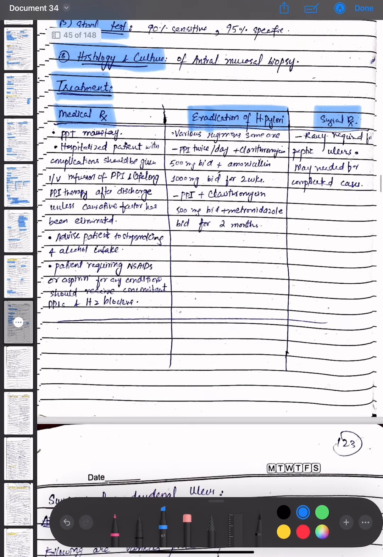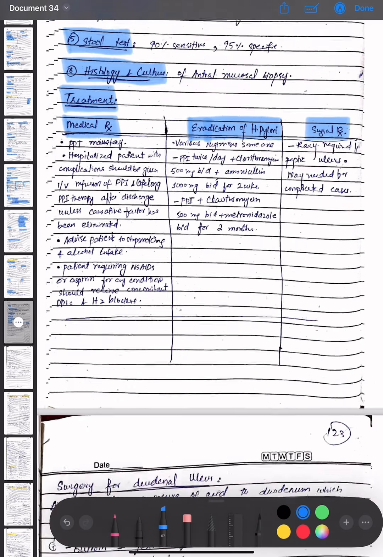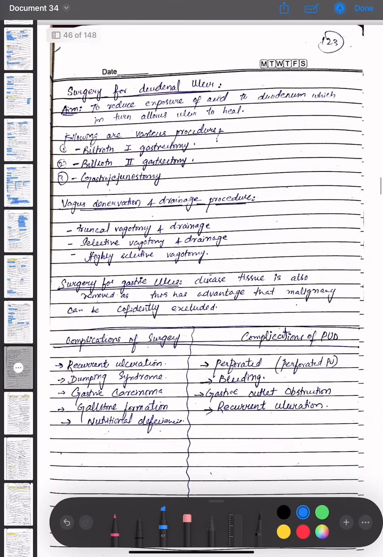Then the eradication of H. pylori, various regimens, some are PPI twice per day plus clarithromycin 500 mg plus amoxicillin 1000 mg for 2 weeks. PPI plus clarithromycin 500 mg BD plus metronidazole BD for 2 weeks. Then the surgical treatment is required for peptic ulcer, may be needed for complicated cases. Okay, now surgery for duodenal ulcer, the aim is to reduce the exposure of acid to duodenum, which in turn allows the ulcer to heal. Following are various procedures: Billroth 1 gastrectomy, Billroth 2 gastrectomy, and gastrojejunostomy.